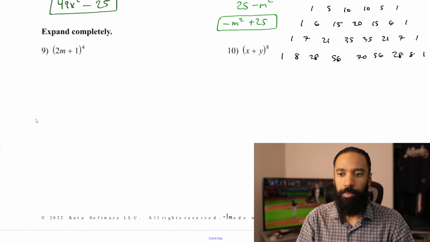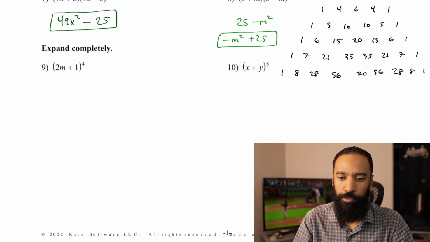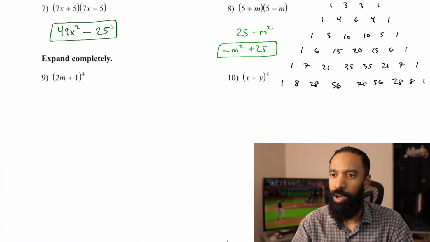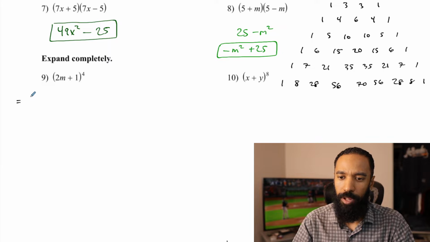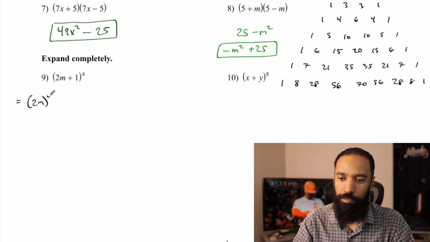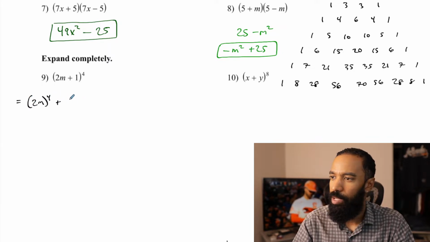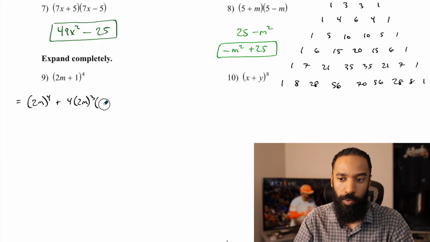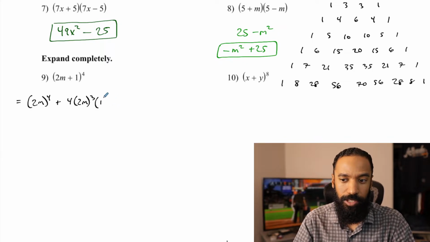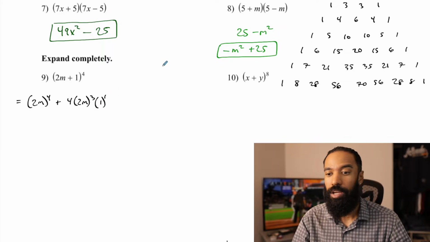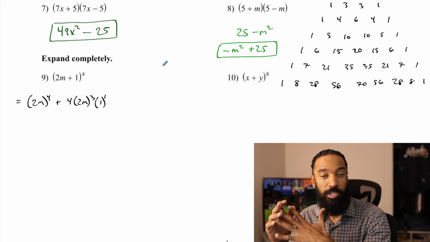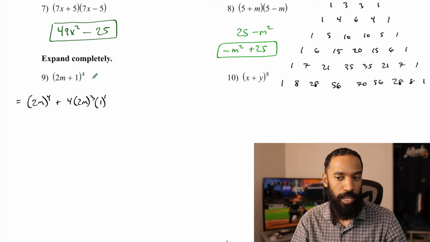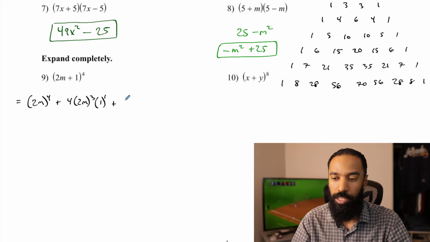All right, 2m plus 1 to the 4th power. So row 4 is the 1, 4, 6, 4, 1. So I'm going to go ahead and multiply by 1, and 2m to the 4th power, 1 to the 1st power. And then 4, 2m is cubed, and 1, you know what? These are 1s, right? But here, I'll write this. It's to the 1st power, and then 1 will be squared and cubed. We're not changing anything there. It's just plus 1. So I'm really not going to write those.